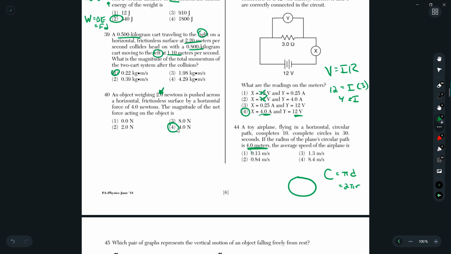So 2 times r is 8, times pi is 8 pi. So 8 pi is 1 circle, but they do 10 circles, so 80 pi. So the distance that's traveled is 80 pi. It takes 30 seconds to do it, which is 8 pi over 3, which is a little more than 8. That's going to be choice 4.